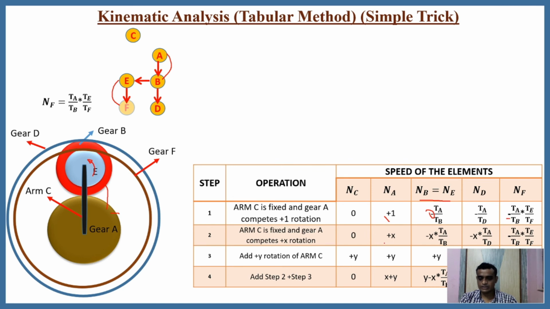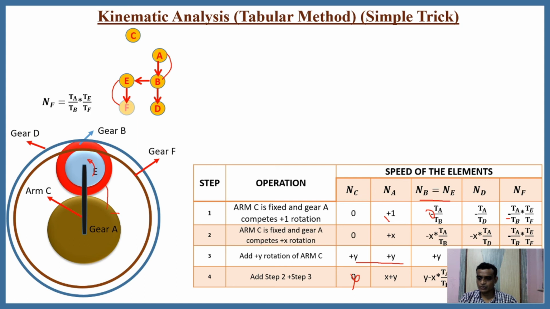Again multiply all the step 1 by the x, we will find this step. Again we need to add the y rotation of this arm. That means everywhere you have to add the y, and you have to take the addition of step 2 and step 3. You will find this: y, x plus y, NA is equal to x plus y, NB is equal to NE is equal to y minus x TA upon TB.